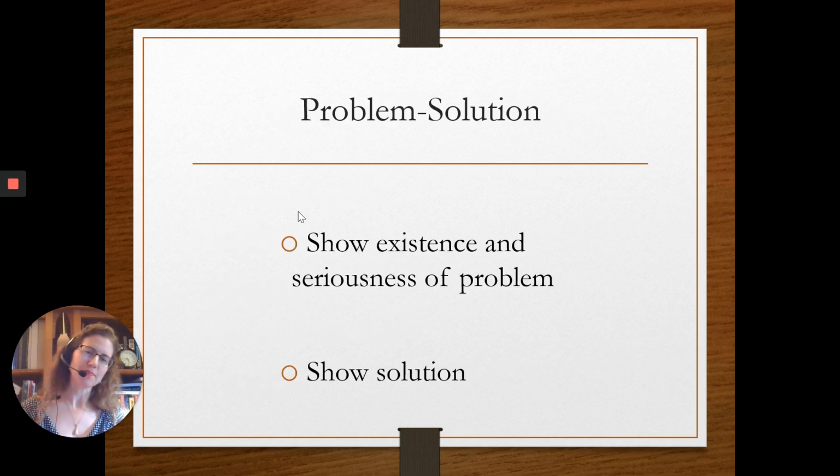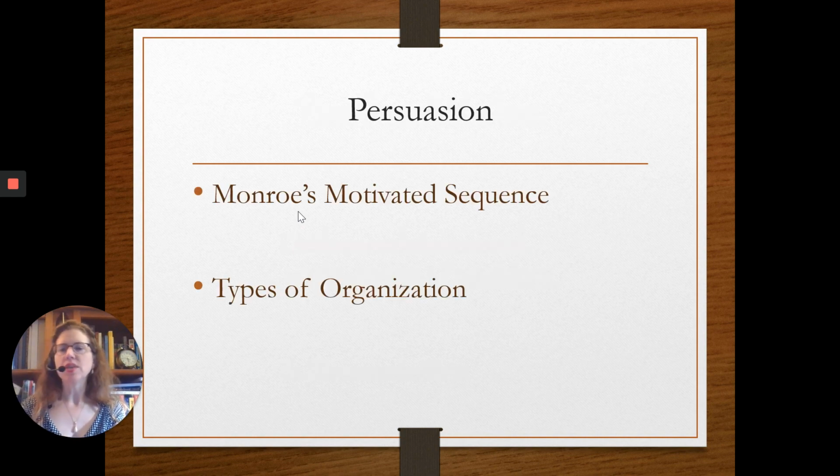It is problem solution. So problem solution, you'll recall, is showing the existence and the seriousness of a problem and then showing the solution. Sounds a lot like Monroe's motivated sequence, doesn't it? Right? Bringing something to your audience's attention, showing them why there's a need, showing them what the satisfaction is, if they satisfy that need, and then visualization, and then actually telling the audience what you want them to do. So 2 things you've already learned now about persuasion: Monroe's motivated sequence and the problem solution type of organizational structure.